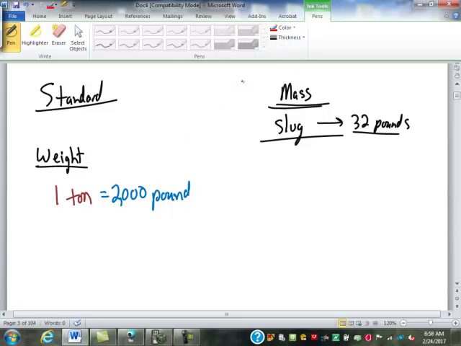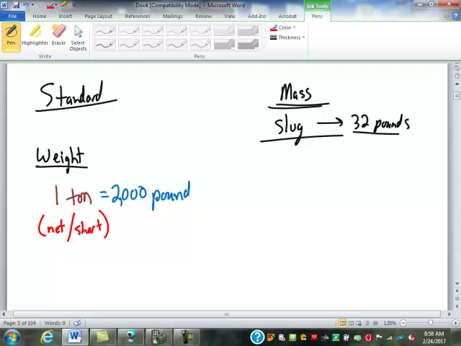Now, to be specific here, that is actually what is referred to as a net ton, or sometimes called a short ton. So if there's one that's called a net or short ton, there implies there's something out there called a gross or long ton, and there is.